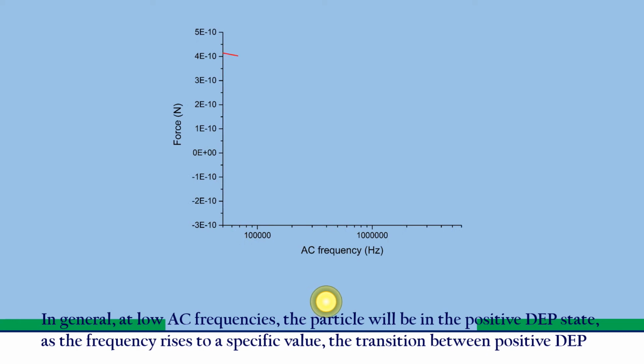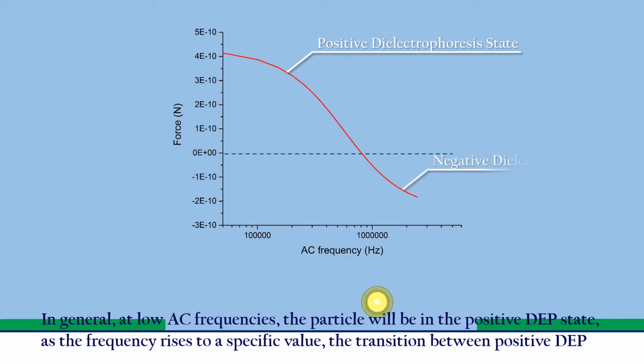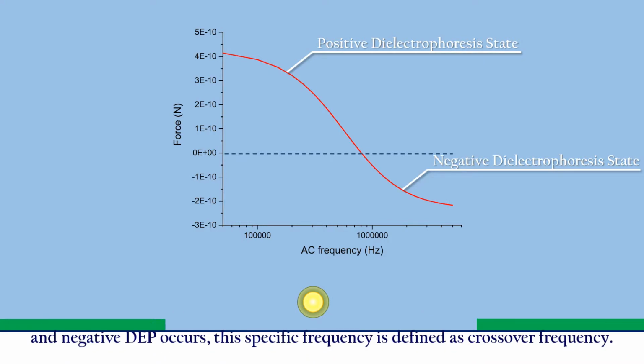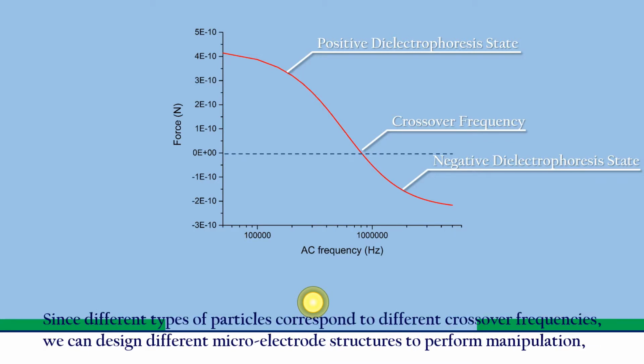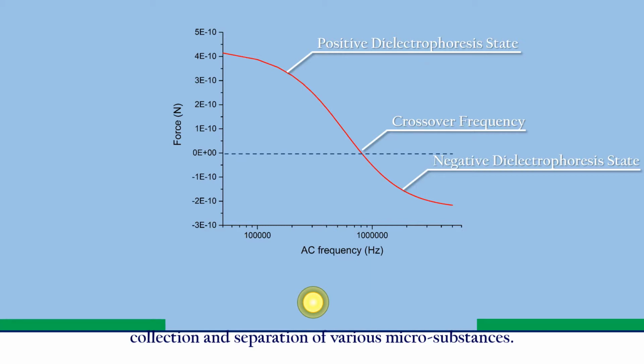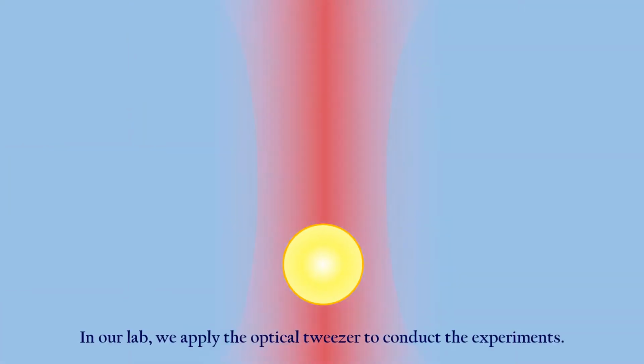In general, at low AC frequencies, the particle will be in the positive DEP state. As the frequency rises to a specific value, the transition between positive DEP and negative DEP occurs. This specific frequency is defined as the crossover frequency. Since different types of particles correspond to different crossover frequencies, we can design different microelectrostructures to perform manipulation, collection, and separation of various microsubstances. In our lab, we apply the optical tweezer to conduct the experiments.